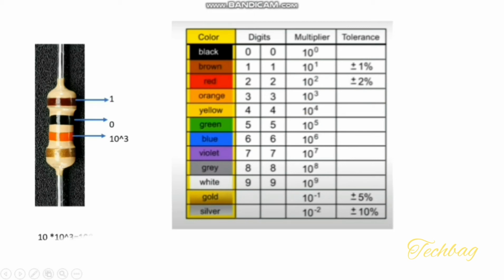So you can write the resistance value as 10 into 10 power 3, that is 10,000 ohm or 10 kilo ohm. Next we have to include the tolerance value. Here it is gold color. For gold color, the tolerance value is plus or minus 5%. So finally you can write the resistance value with tolerance as 10 kilo ohm resistor with plus or minus 5% tolerance.